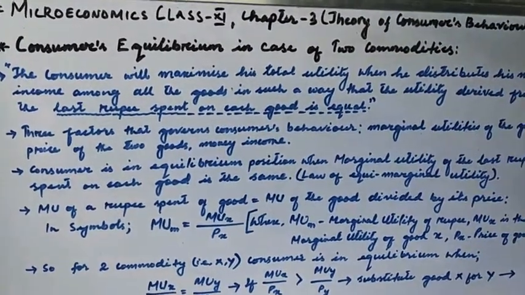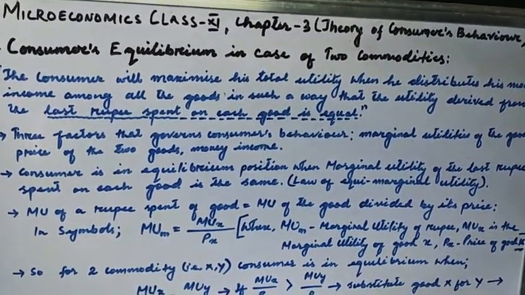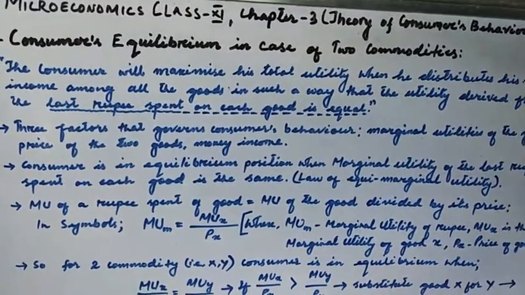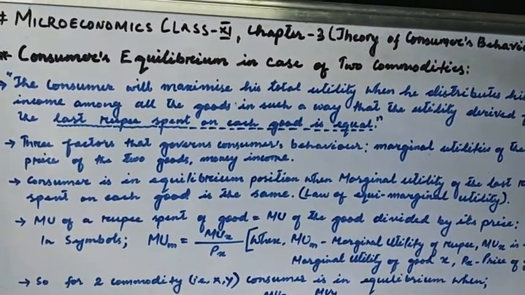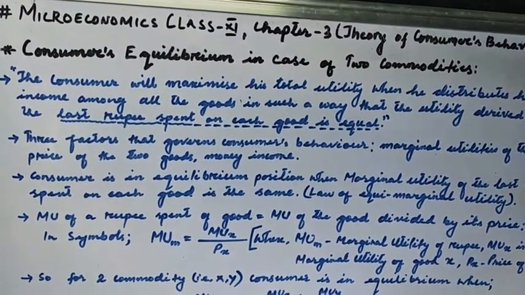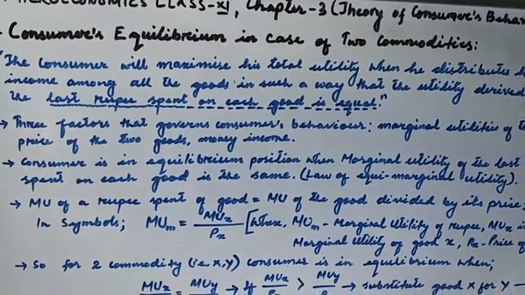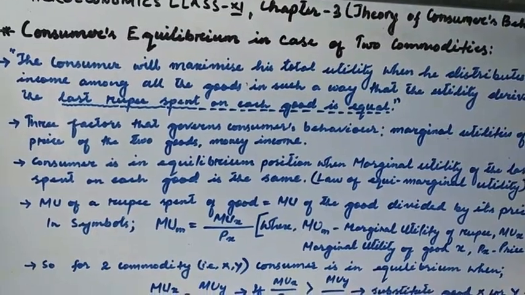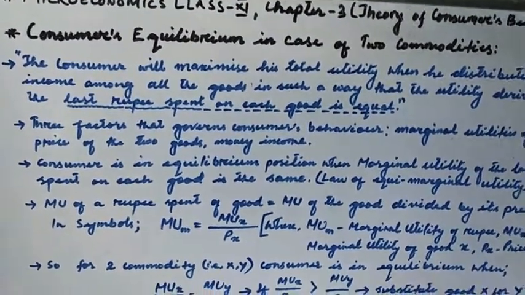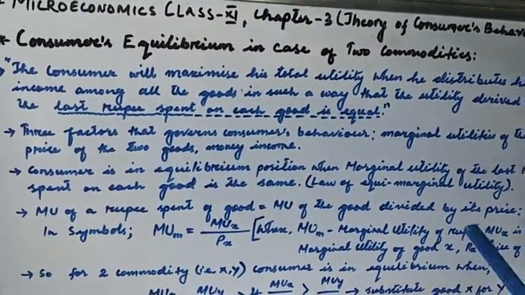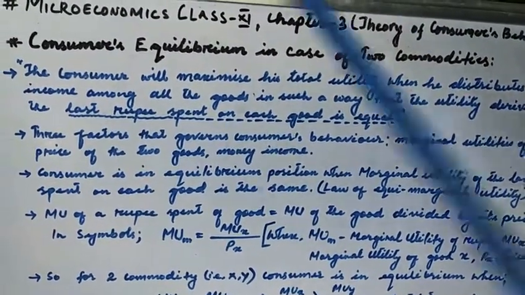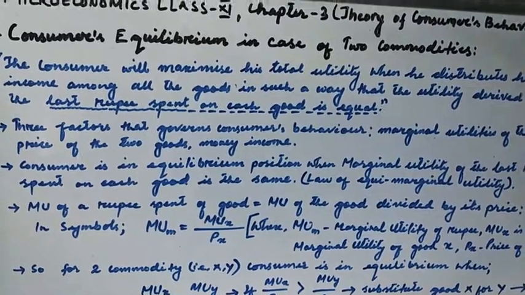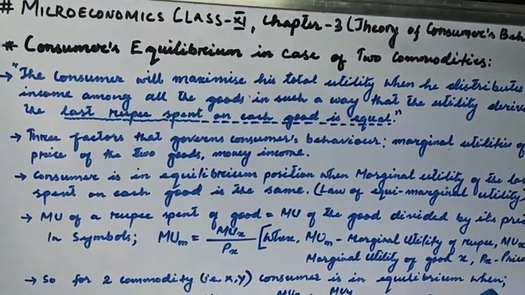So having explained consumer's equilibrium in the case of a single commodity, in this lecture we will turn to explaining the consumer's equilibrium when he has to spend his money income on two commodities. We have discussed consumer's equilibrium in the case of one commodity only. In this lecture we will discuss the case of two commodities.